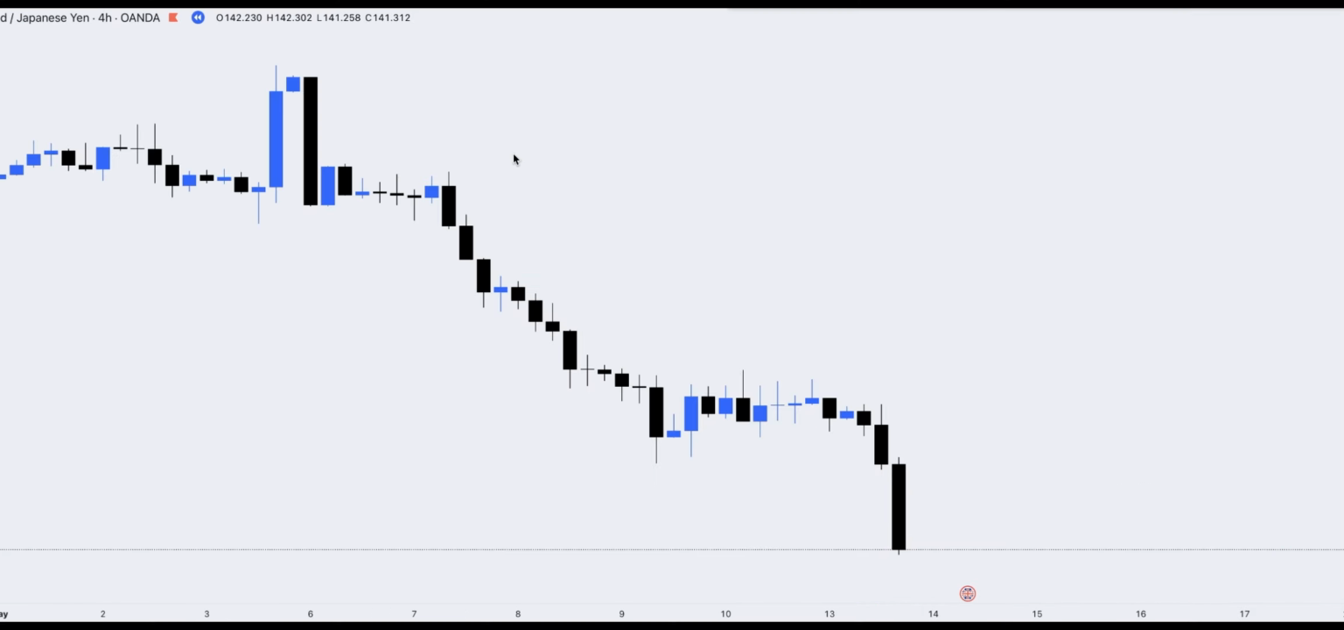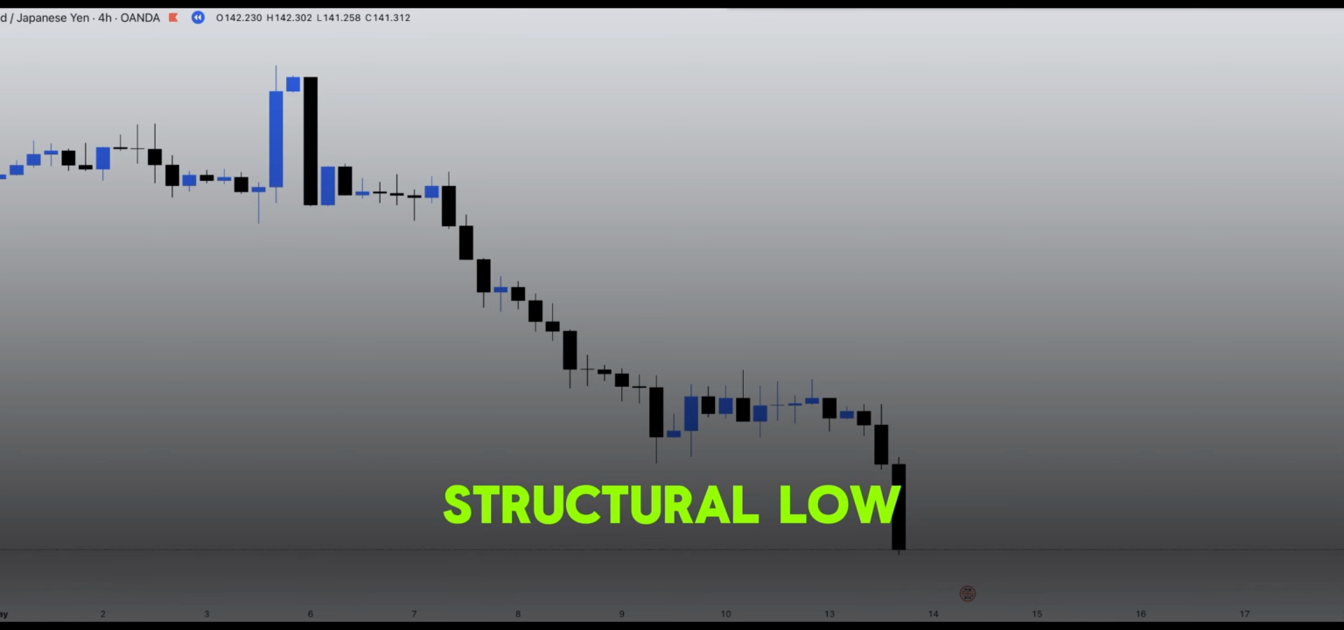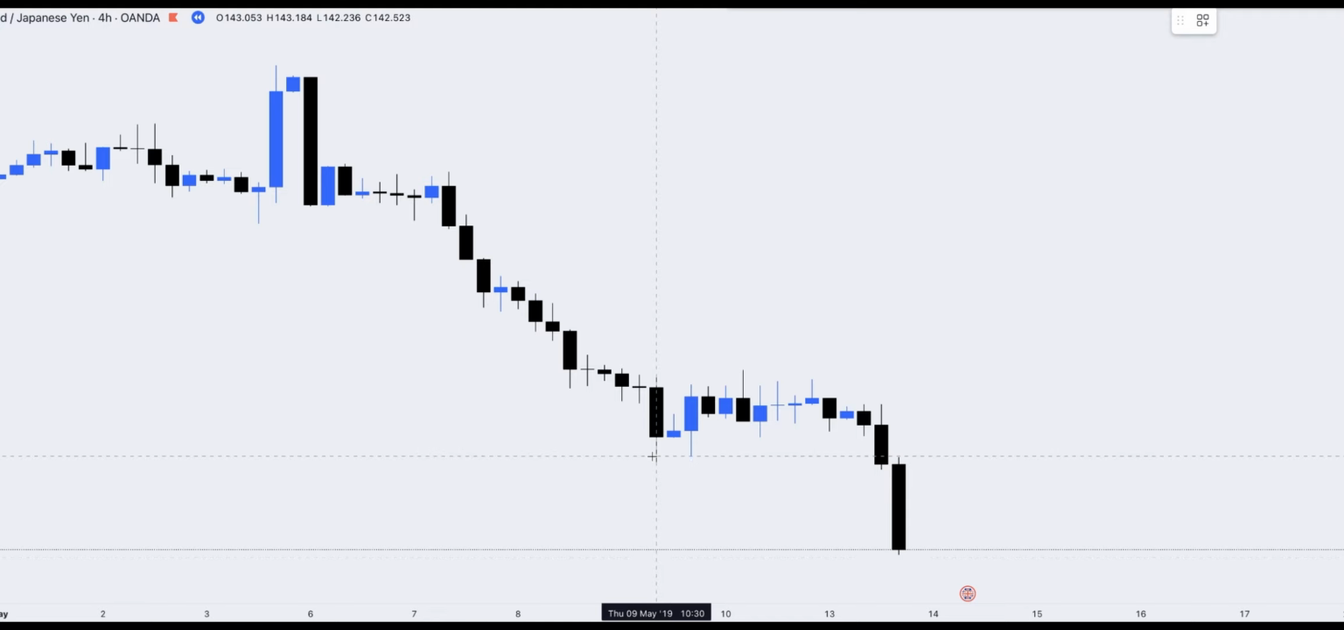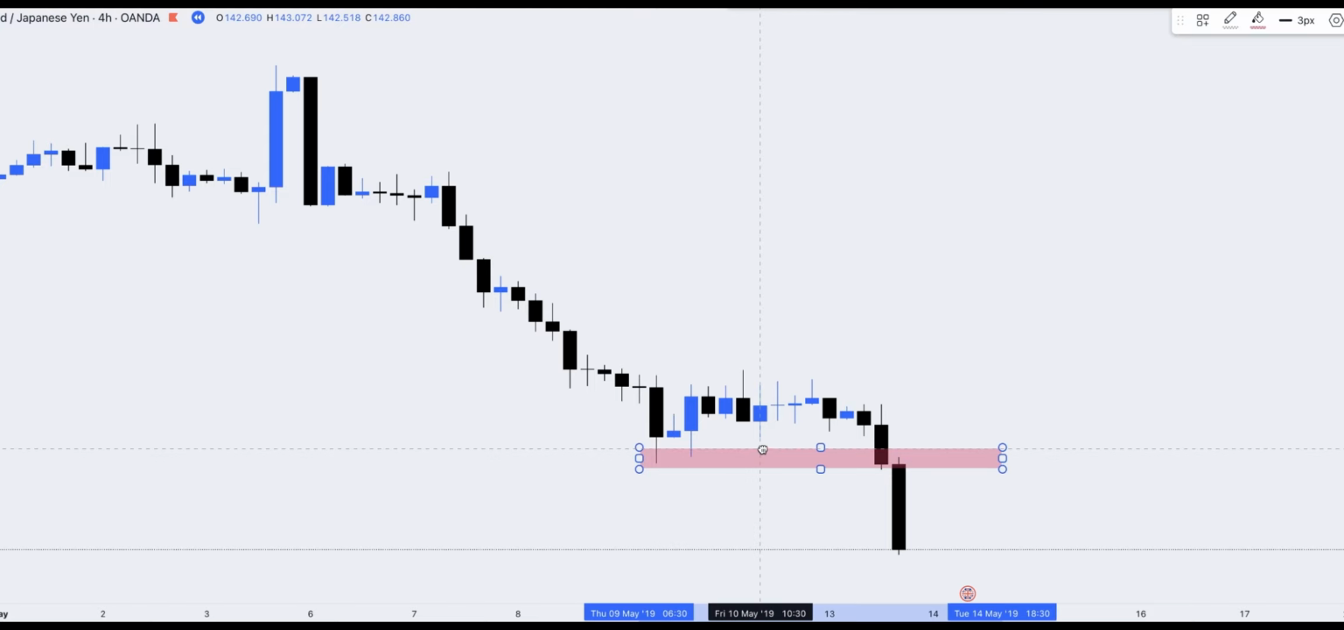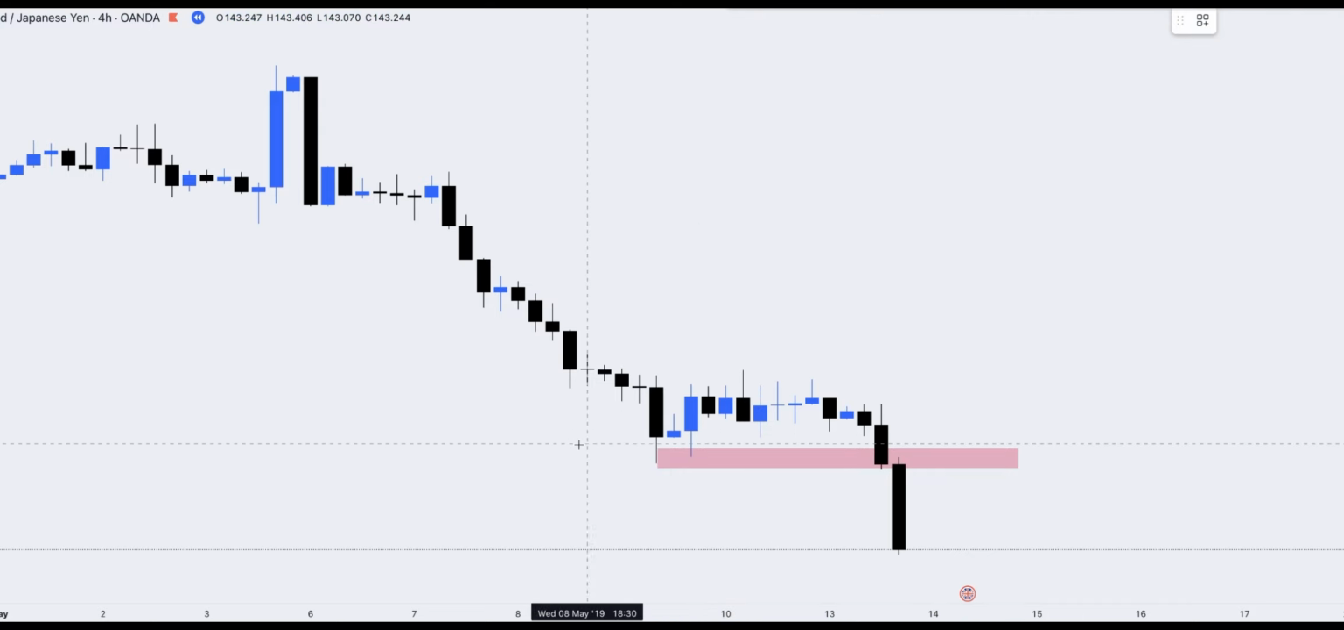So this is it. All right, so here too price is moving to the downside, and we have to look for our structural low, which will be our key level or our key zone. So this is going to be our key level. This point is now going to be our key level because this is our structural low. So we have our structural low somewhere around this area.